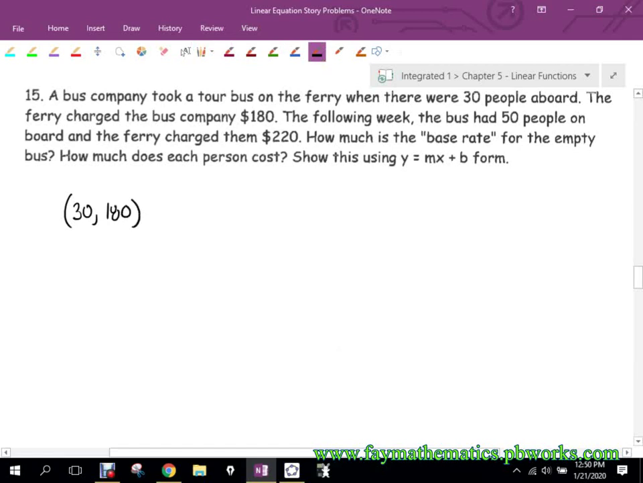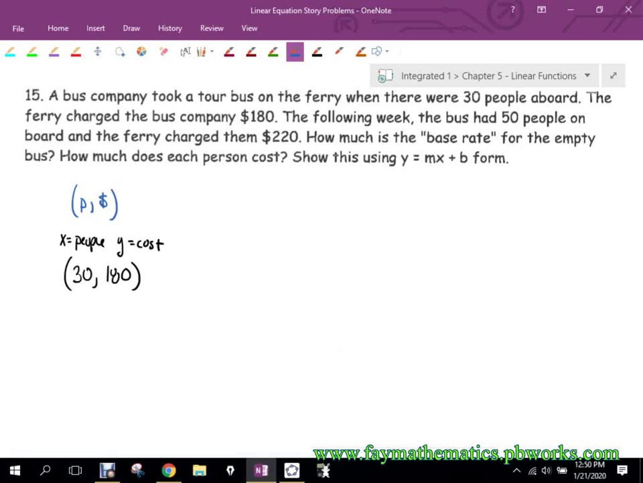So the way we write this ordered pair is that our X values are our people, and our Y values are our costs, right? Some people do it this way, some people will write it another way. This is the way I do it when I work in my college algebra class. We'll just go like P for people and then dollar amount for cost. But in every one of my ordered pairs, the X value is going to be an amount of people and the Y value is going to be an amount of dollars. Okay? So what's my other ordered pair that they give me here? 50 and 220. Good.